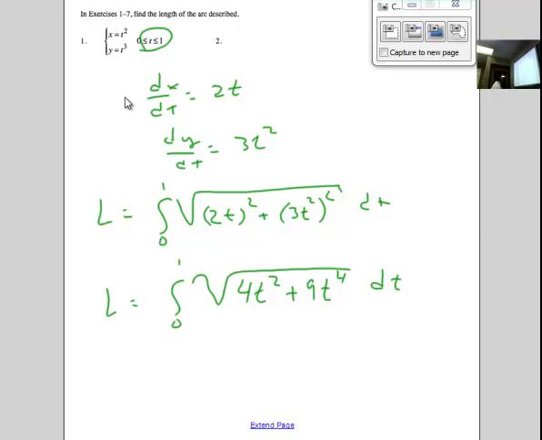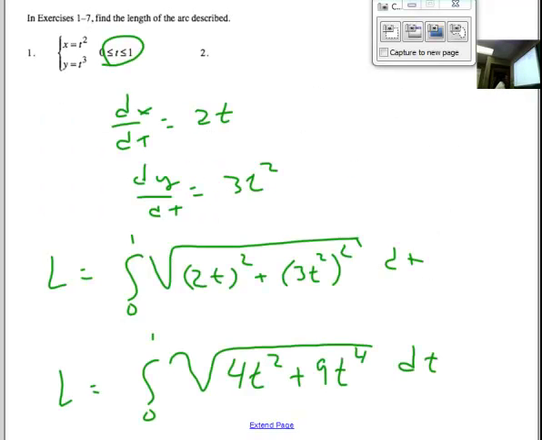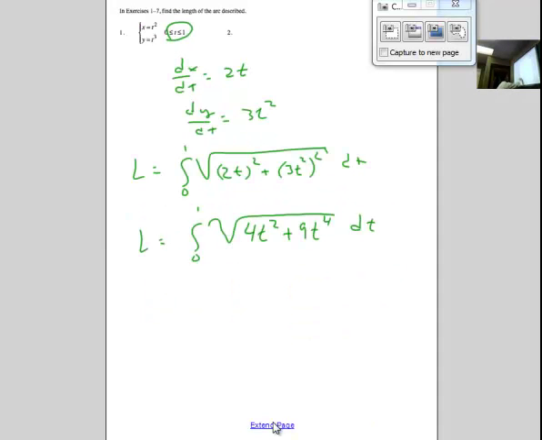Well, to do this by hand, this doesn't integrate really nicely. So I think at this point, you can't integrate by hand. It would simplify a little bit. Let's see, how could we simplify it? We could get L equals, we could pull a t out, so t times the square root of 4 plus 9t squared dt. And I think that's as far as we can go.